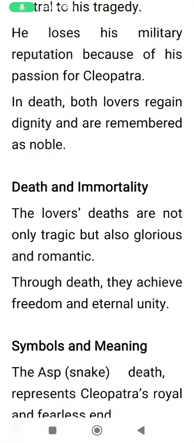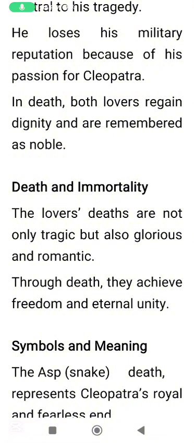Then we have death and immortality as another theme. The lovers' deaths are not only tragic but also glorious and romantic, because you find out that they love each other and at the same time one has to die in the arms of the other, and the other also has to commit what now? Commit suicide, die beside the first one that has died. So that is what we call what now? Through death they achieve freedom and eternal unity.